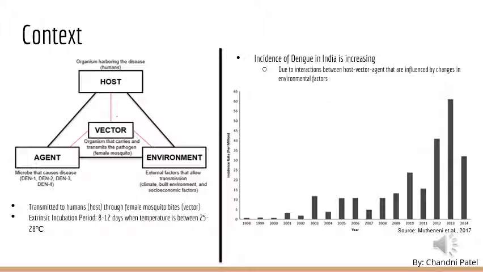Dengue was once restricted to urban areas, but it is increasingly spreading to suburban and rural regions. On the right, you can see a graph that displays the incidence rate, and it's been increasing over the years. The expansion of dengue in India has been driven by complex interactions among host, vector, and agent that are all influenced by changes in climatic and environmental factors.